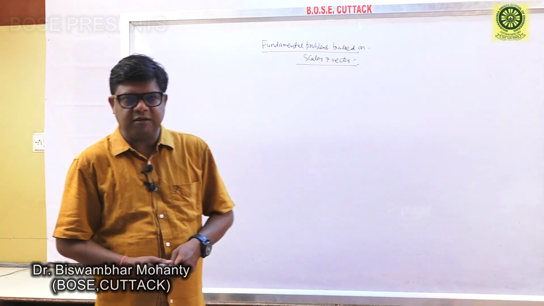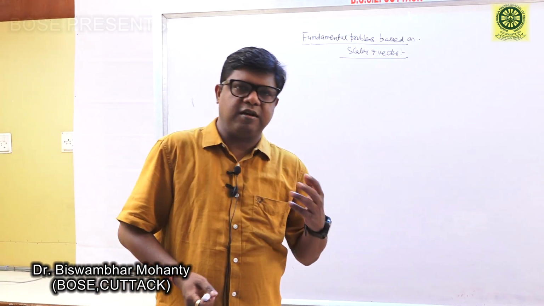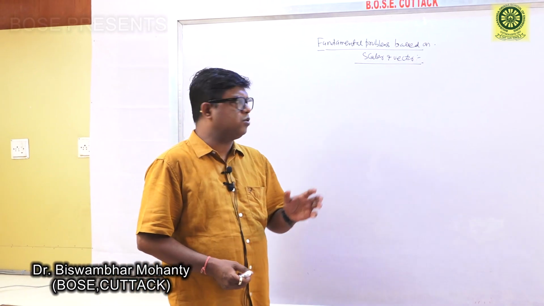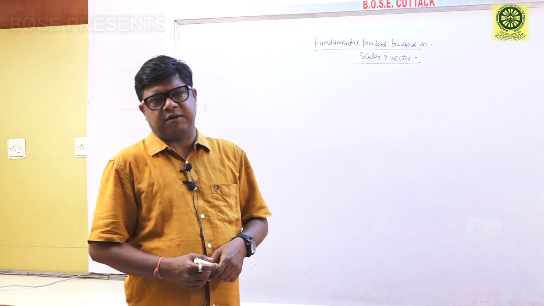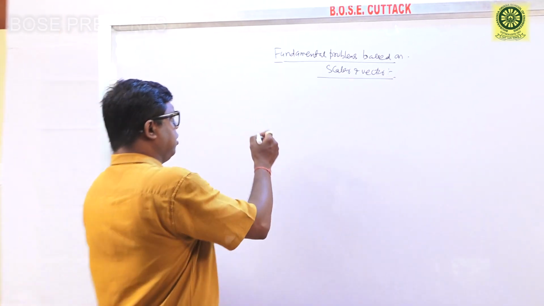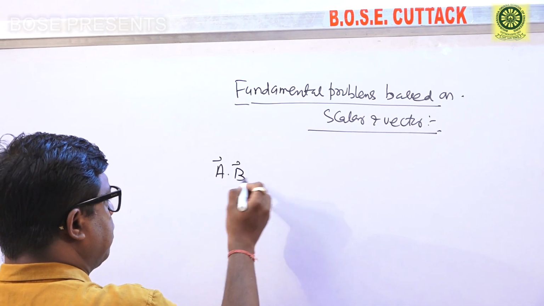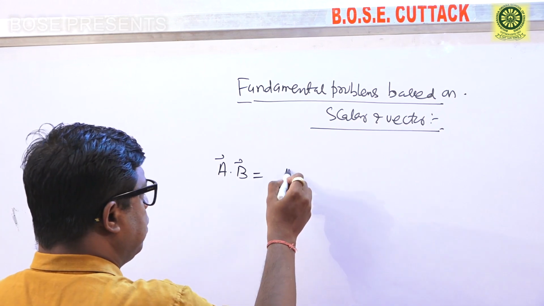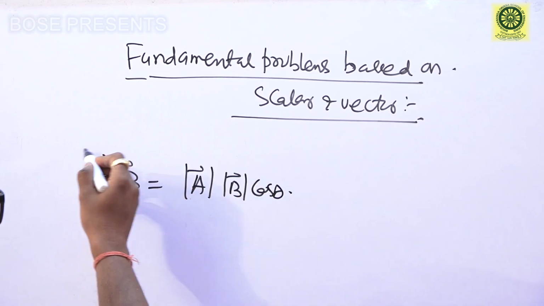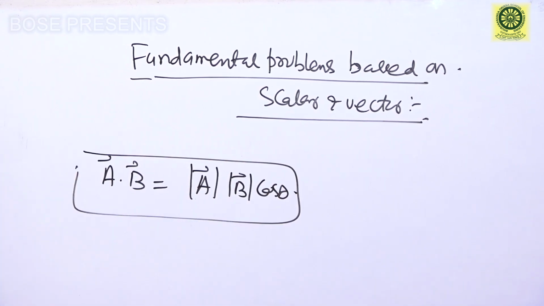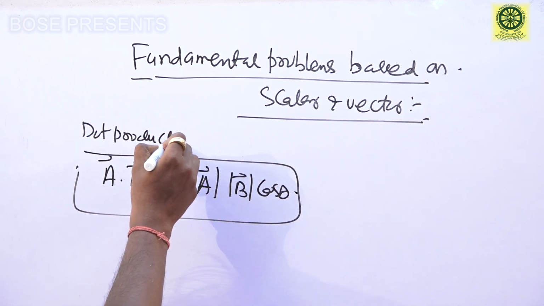Myself Dr. Bisumar Manti. Today we will discuss the very fundamental problems and numericals of scalar and vector. You know that if you take vectors A and B, the dot product A dot B is equal to A magnitude into B magnitude into cos theta. This is the dot product, or scalar product.